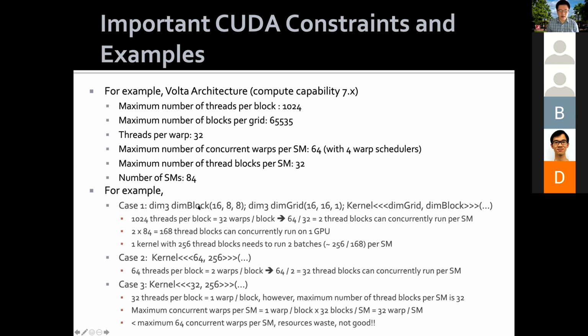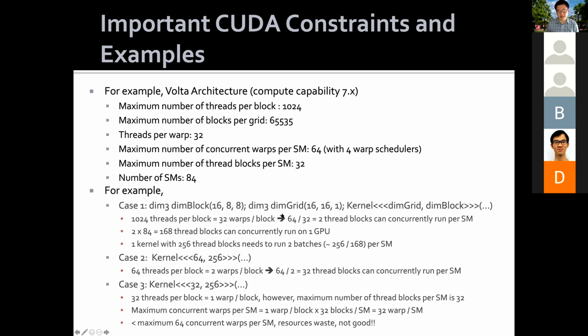So for example, here are some other cases regarding the dimension information. If I set the dim3 block dimension as 16, 8, 8 and the dim3 grid dimension as 16, 6, 1, and I launch the kernel, that means 1024 threads per block and 32 warps per block, because there are 32 threads per warp, right? So there would be 32 warps per block.